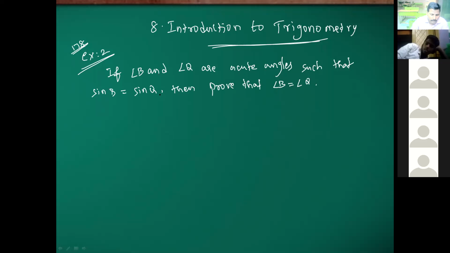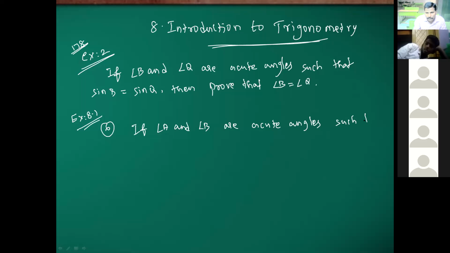So here listen, children, they are comparing exercise sums and example sums. In exercise what they have given, let me tell you both. This is exercise 8.1, question number 6, let me write. If angle A, angle B are acute angles such that cos A is equal to cos B, then show that angle A is equal to angle B.